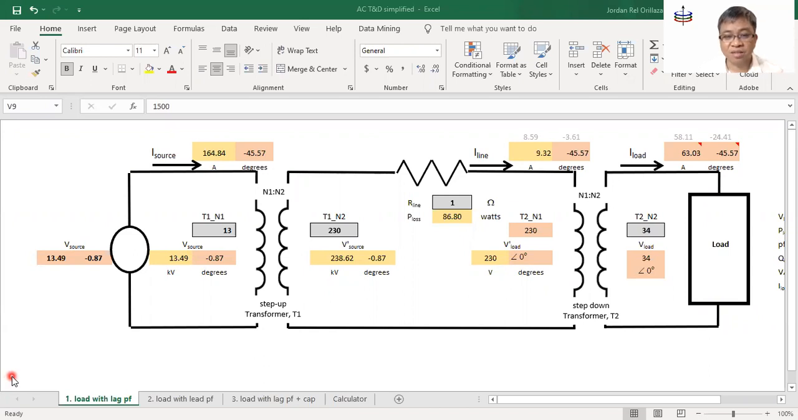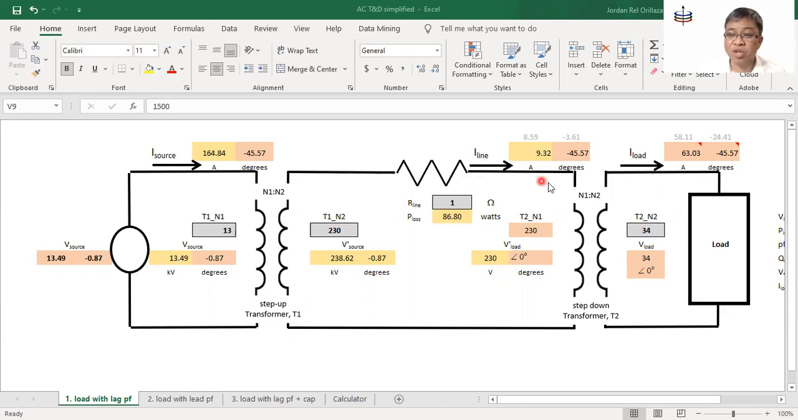Here's the spreadsheet that I've shared with the class, which allows us to do simple calculations on a simplified model of a power system. Shown here on the left side is a model for a generator. Then we normally step up the voltage of a generator through a step-up transformer here. Then power will flow through a transmission line, modeled as a resistor here.